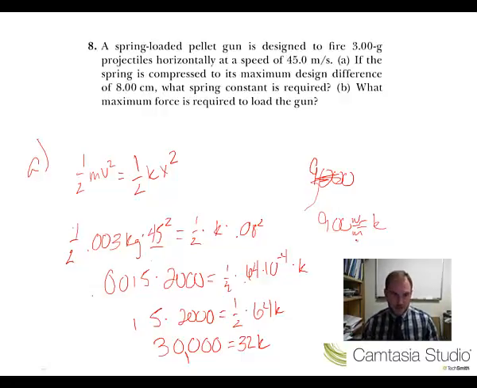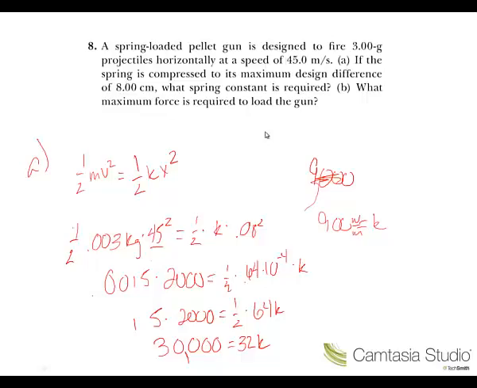And then for part B, use F equals kx. Part B, oh goodness, there we go. We want to know the maximum force required to load the gun. Essentially, what's that maximum force that corresponds to your maximum compression? So your force is going to be equal to kx. F equals 900 times 0.08. I'm going to take these two zeros away and make that 8. And your force is 72 newtons. There we go. So there's part B.